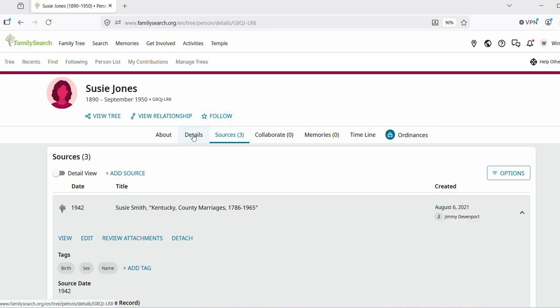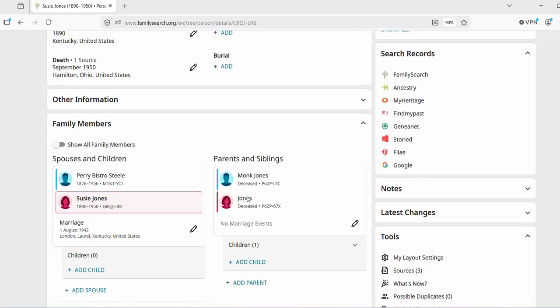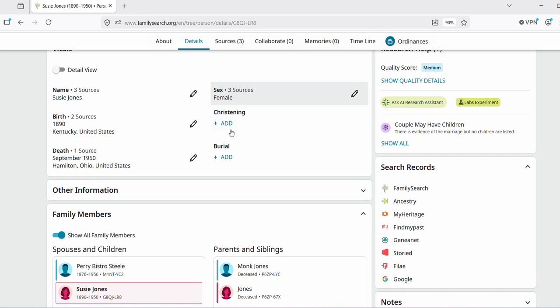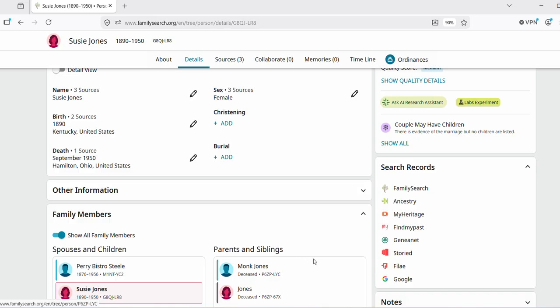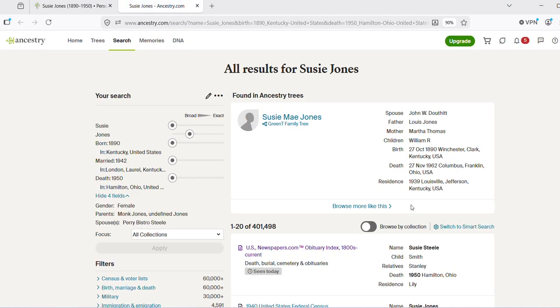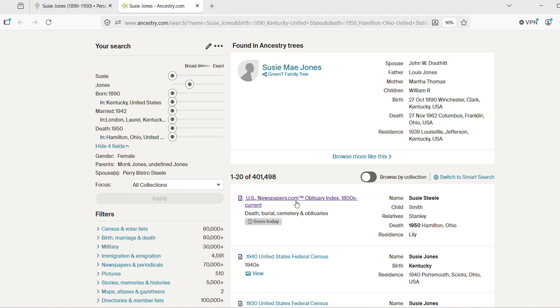I know she has the last name of Smith. She was 52 when she married Perry, so that makes sense that she probably was married before. There's not very much information. I don't know anything about her parents, where they were born, how old they were. So I went to Ancestry. And I was lucky enough to find her obituary.